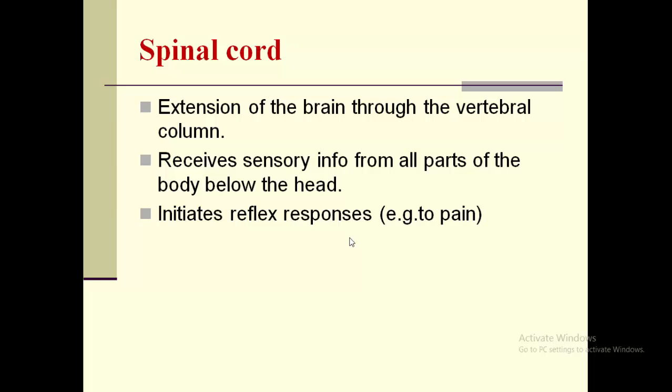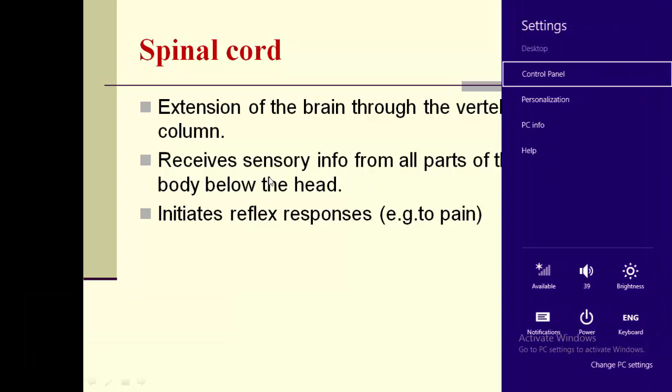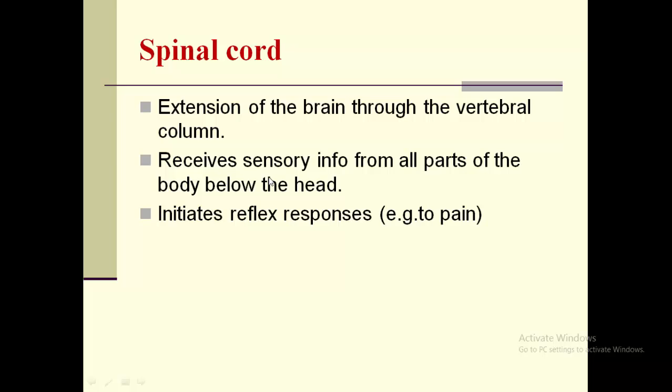This is an extension of the brain. This is the brain as it goes down inside its bony box, which is now called the vertebral column. The skull has ended upwards, and the spinal cord is known to receive sensory information from all parts of the body. Below the head, whatever you feel with your hands, whatever touches your skin, any pain, any temperature, is perceived by the spinal cord, while what happens above the level of the head is perceived by the brain.